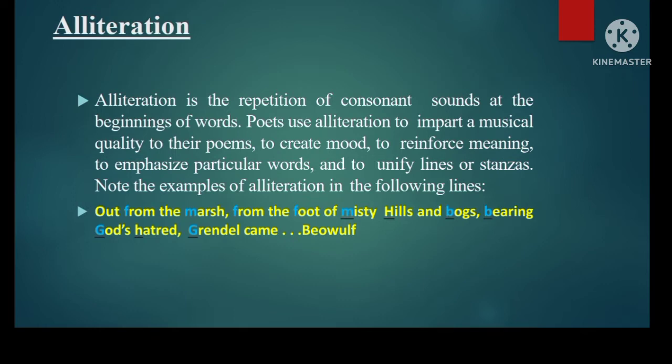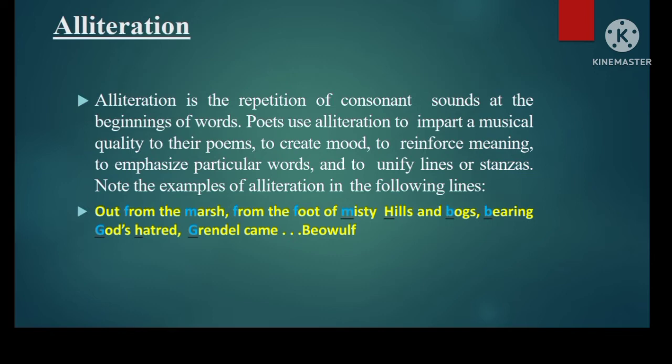Alliteration. Alliteration is the repetition of consonants and consonant sounds at the beginning of words. Poets use alliteration to impart a musical quality to their poems, to create mood, to reinforce meaning, to emphasize particular words, and to unify lines or stanzas. Note the example of alliteration in the following line: Out from the marsh, from the foot of misty hills, bogs bearing God-hated Grendel came. It's an example that I've taken from Beowulf, an Old English work.